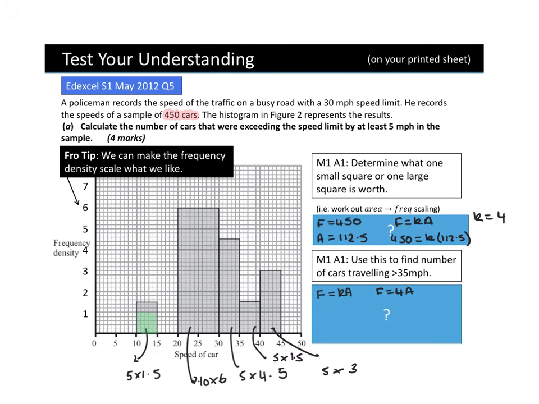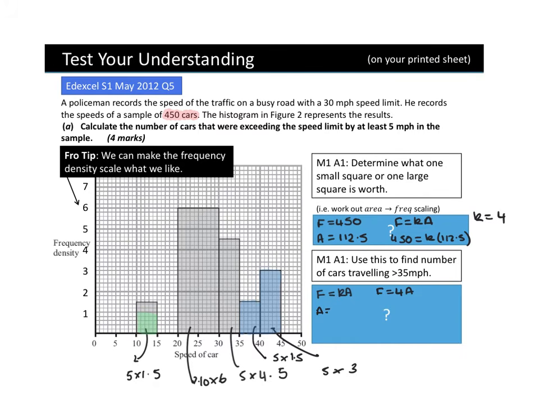This is our formula. It now says, use this to find the number of cars travelling exceeding the speed limit by at least 5. The speed limit's 30, so we want, no, at least, so we just want greater than 35. So we want these two. So we know this is 5 times 1.5 plus 5 times 3. 7.5 plus 15. 22.5 is our total area, isn't it?